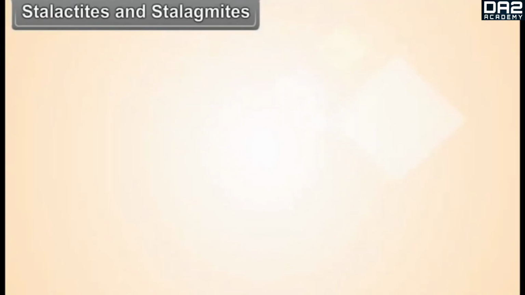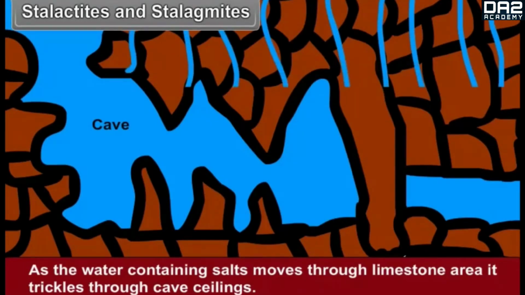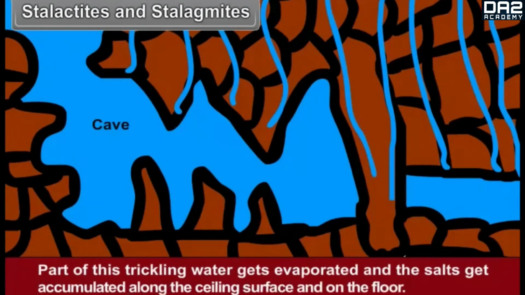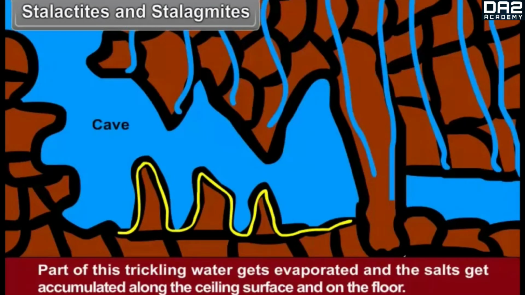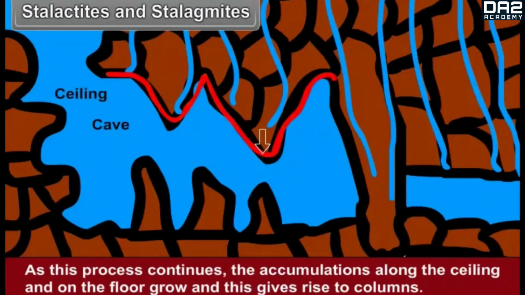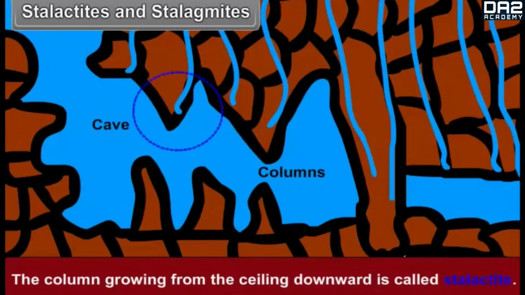Number 3. Stalactites and stalagmites. As the water containing salts moves through limestone area, it trickles through cave ceilings. Part of this trickling water gets evaporated and the salts get accumulated along the ceiling surface and on the floor. As this process continues, the accumulations along the ceiling and on the floor grow, and this gives rise to columns.